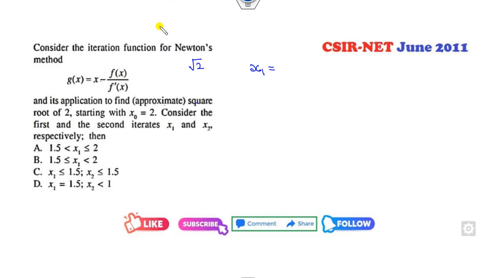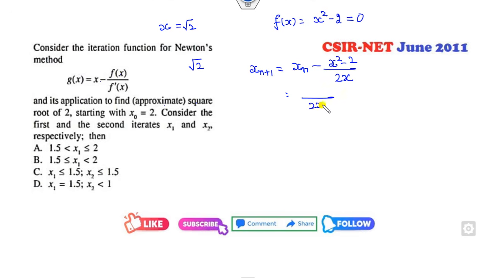What is my function? x is equal to root 2. That means I can take the function as x square minus 2. So I can find the equation x(n+1) = xn minus f(x) divided by f'(x), which is 2x. If I take the LCM, 2x is the LCM, x square plus 2, I can take half of x plus 2 over x. Now when x0 is 2, what is my x1?